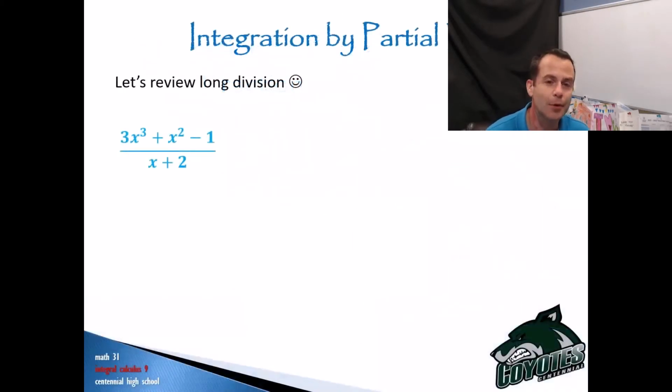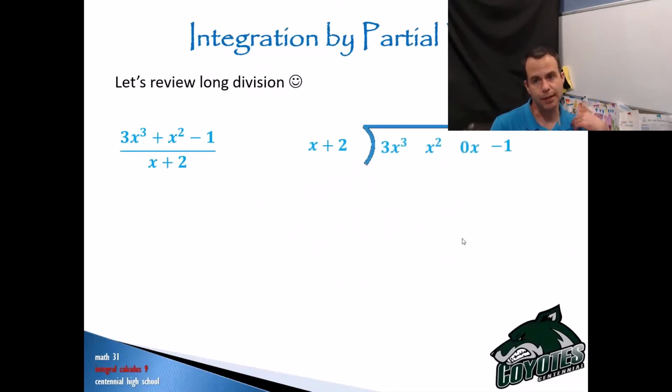Okay, so we're going to have to review very quickly because you have done this in different contexts, but we're going to quickly review long division. If I had 3x cubed plus x squared minus 1 all over x plus 2, and I want to divide that by long division, the x plus 2 is outside, and inside is the 3x cubed, the plus x squared. Notice I have a 0x there as a placeholder because every degree has to be represented. I have to go degree 3, degree 2, degree 1, degree nothing. So in my degree nothing, I've got the -1.